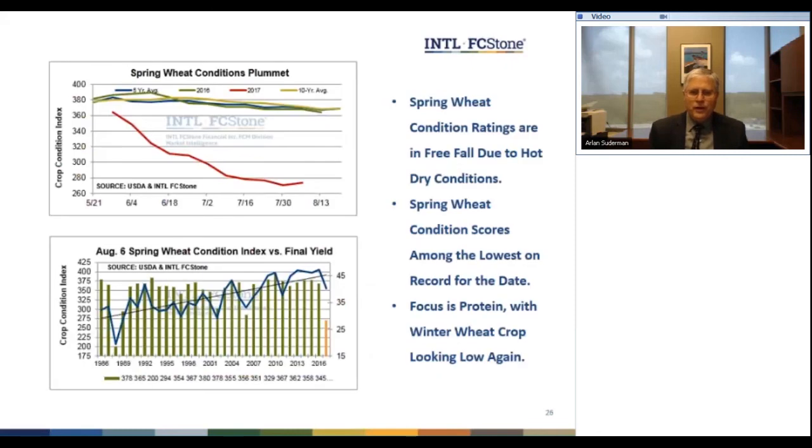As we look at the spring wheat condition scores, we did see a little bit of bounce in the top chart this week, but the bottom chart shows these ratings are the second lowest in history, but there's some similarity to 2006. And in that year, we saw the final yield drop down closer to the 33 range, although the trend was much lower than what it is this year.